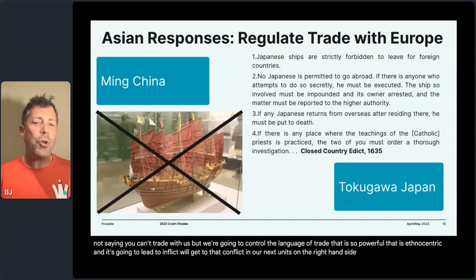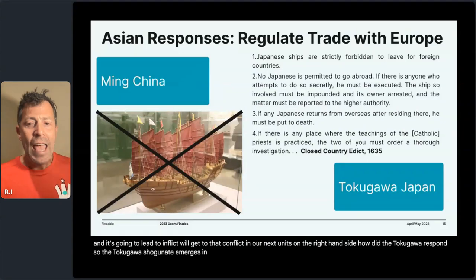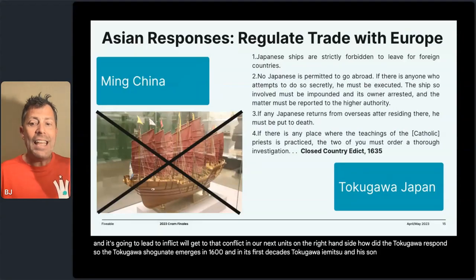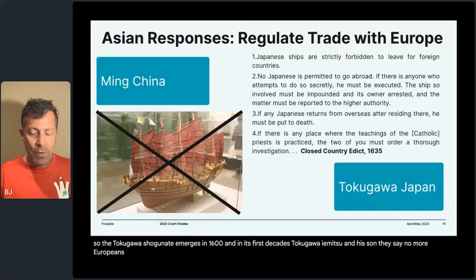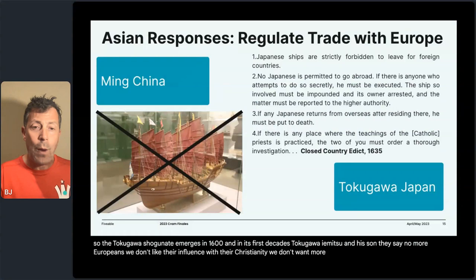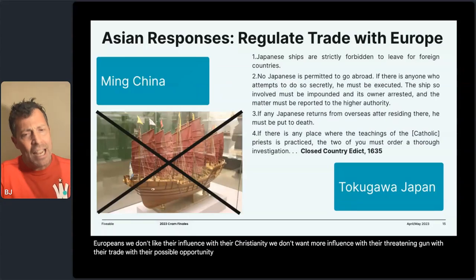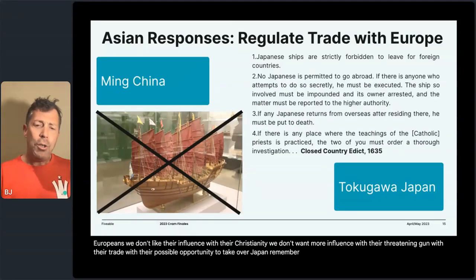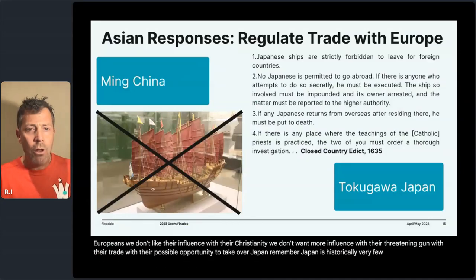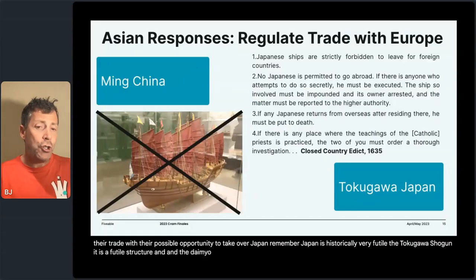On the right-hand side, how did Tokugawa respond? So the Tokugawa shogunate emerges in 1600. And in its first decades, Tokugawa Ieyasu and his son, they say, no more Europeans. We don't like their influence with their Christianity. We don't want more influence with their threatening gun, with their trade, with their possible opportunity to take over Japan. Remember, Japan is historically very feudal. The Tokugawa shogunate is a feudal structure. And the daimyo and the shogun can't tolerate opposition.